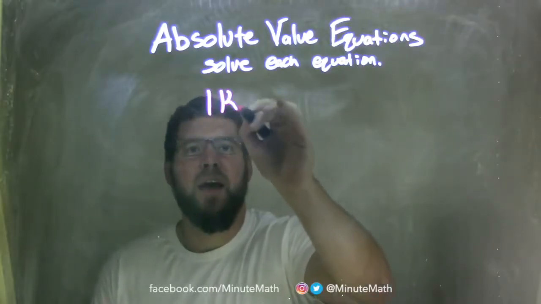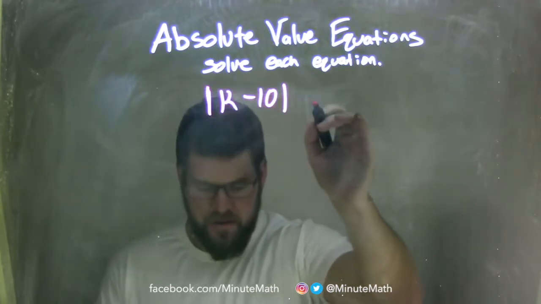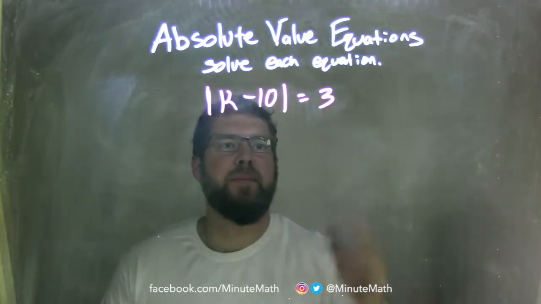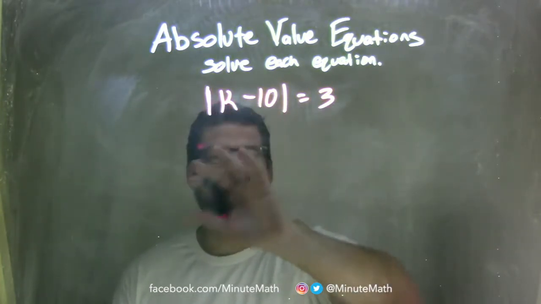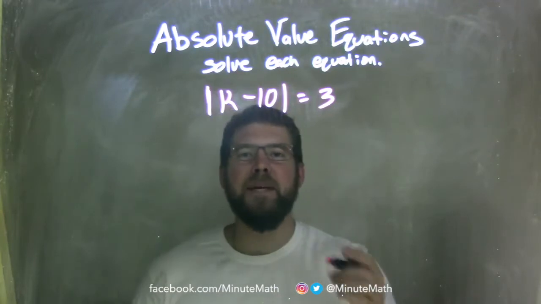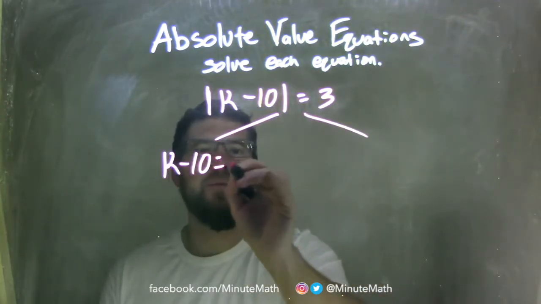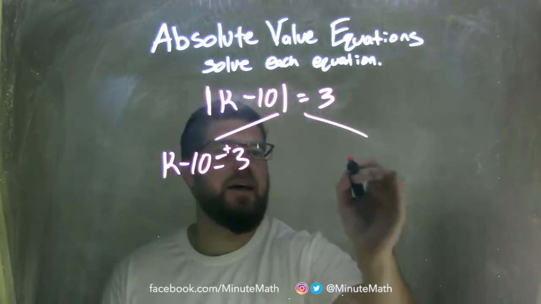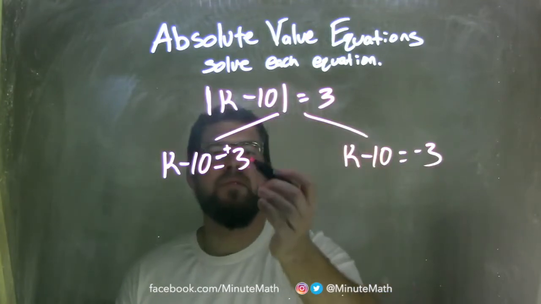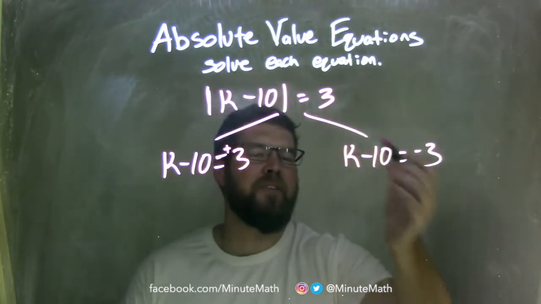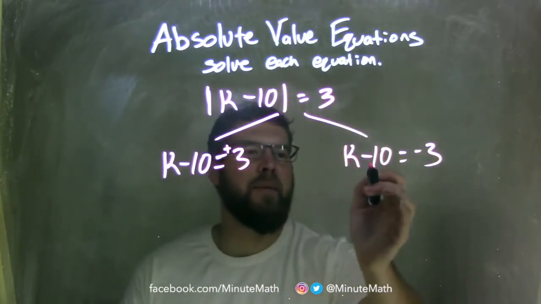Absolute value of k minus 10 equals 3. So the absolute value of k minus 10 equals 3. Well, I need to isolate the absolute value. Already done. So now I can separate this into two equations. K minus 10 equals a positive 3, and k minus 10 equals a negative 3. We separate the absolute value equal to a positive and negative, whatever's on the right here. Okay? So k minus 10 equals positive 3, k minus 10 equals negative 3.